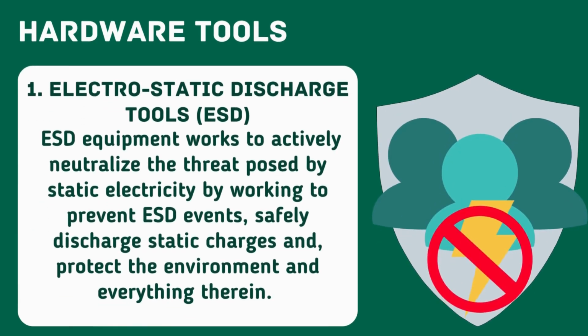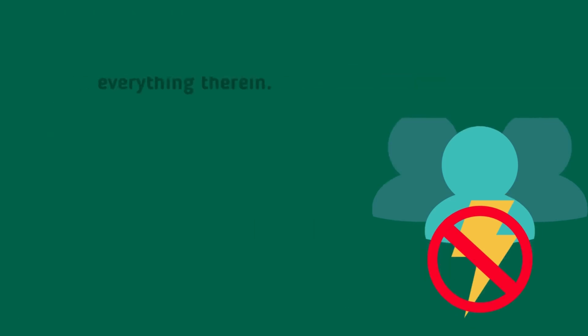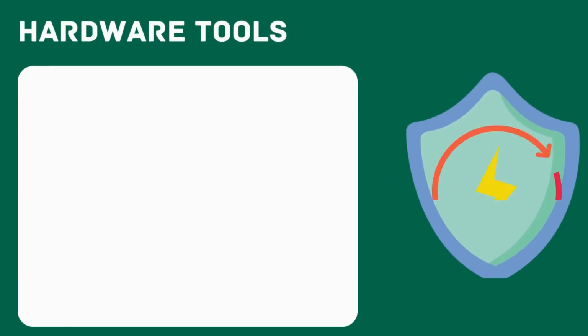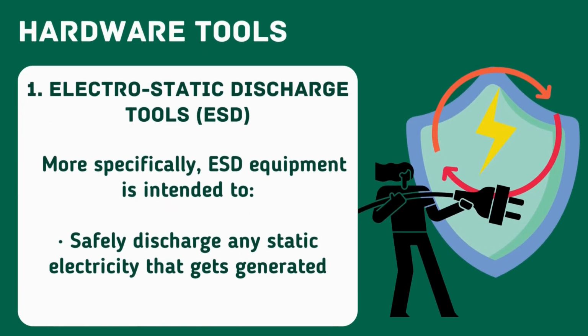Hardware tools. 1. Electrostatic discharge tools, ESD. ESD equipment works to actively neutralize the threat posed by static electricity by working to prevent ESD events, safely discharge static charges, and protect the environment and everything therein. More specifically, ESD equipment is intended to prevent the buildup of static electricity and safely discharge any static electricity that gets generated.